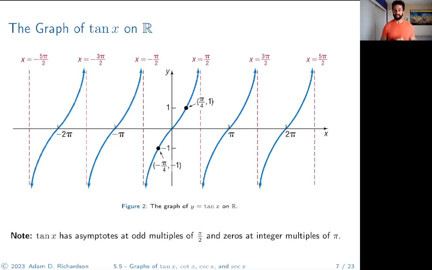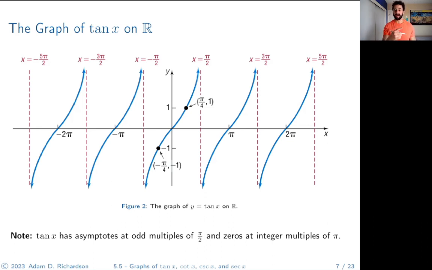So all together we have this. And this is what the graph of the tangent function looks like. In the middle here, this is what we were just observing in the previous slide. And then it's just a repetition of that graph every pi radians. It just repeats. There we go. So that's what it looks like.